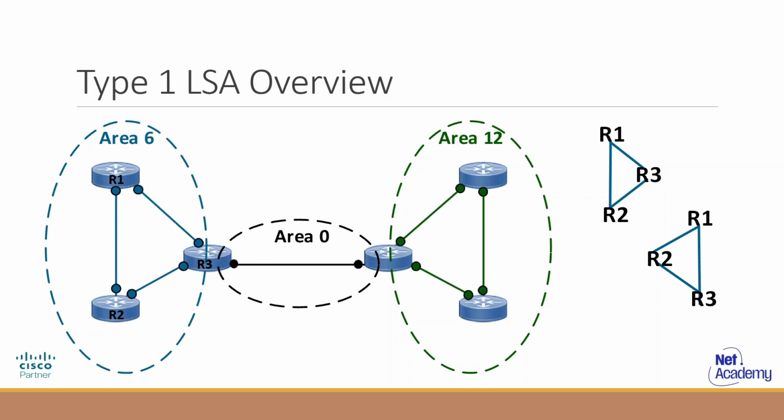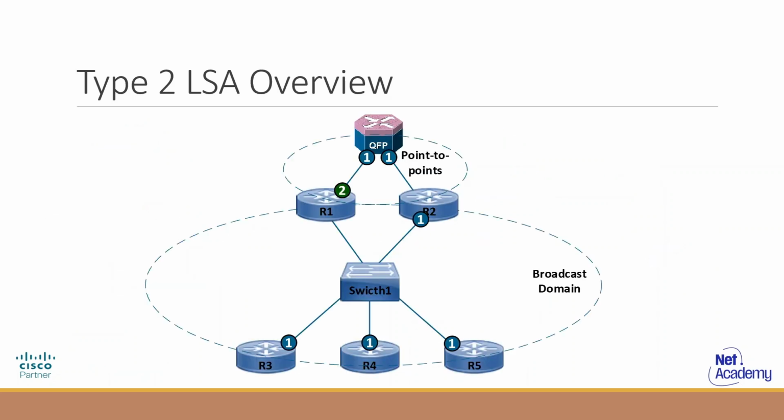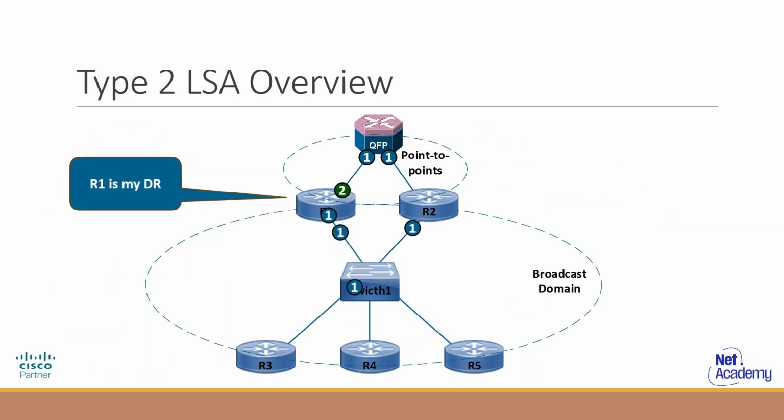Let's talk about type 2s. Type 2 LSAs are specific to a DR-BDR type item. And you can see what ends up happening is all of my routers are sending their type 1s, but they're only going to the DR, right? That includes, by the way, my BDR, R2 in this case, right? So my BDR also sends its type 1 LSA over to R1. So R1's getting all of these type 1s.